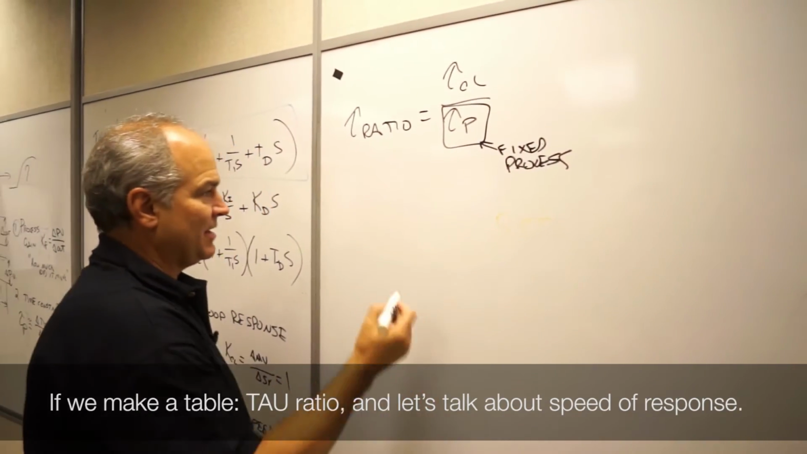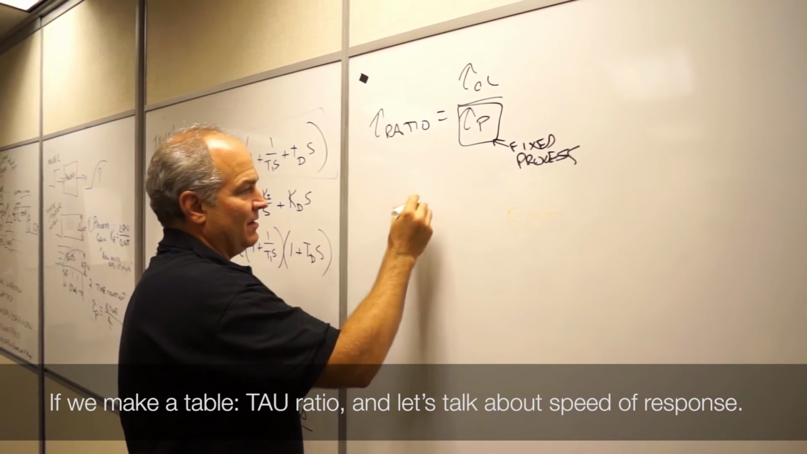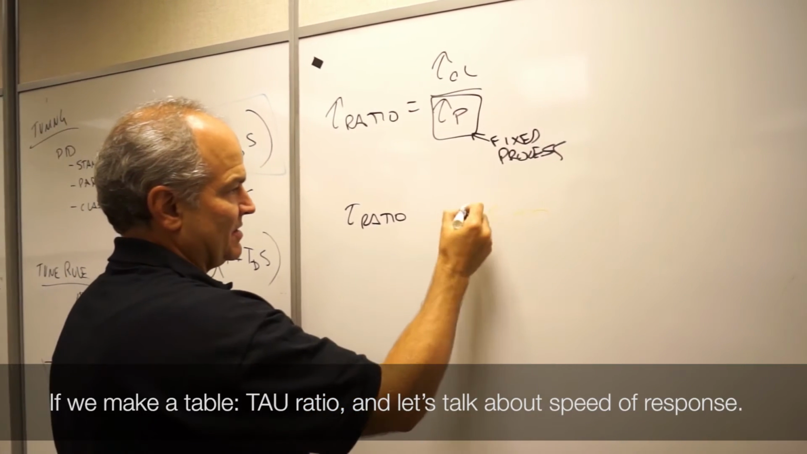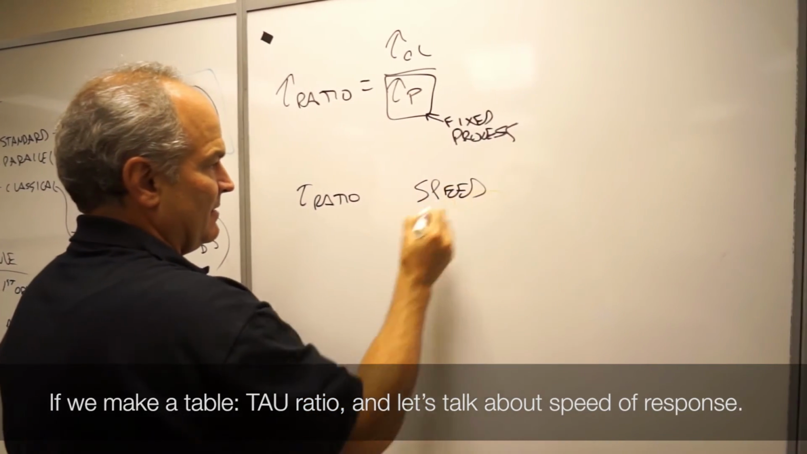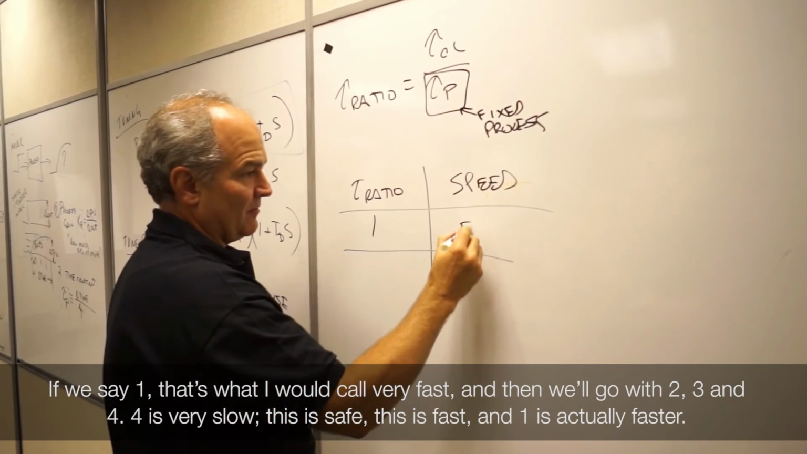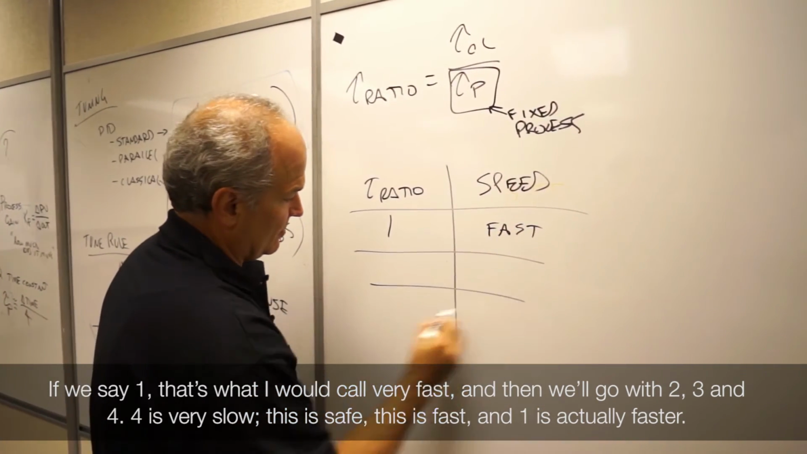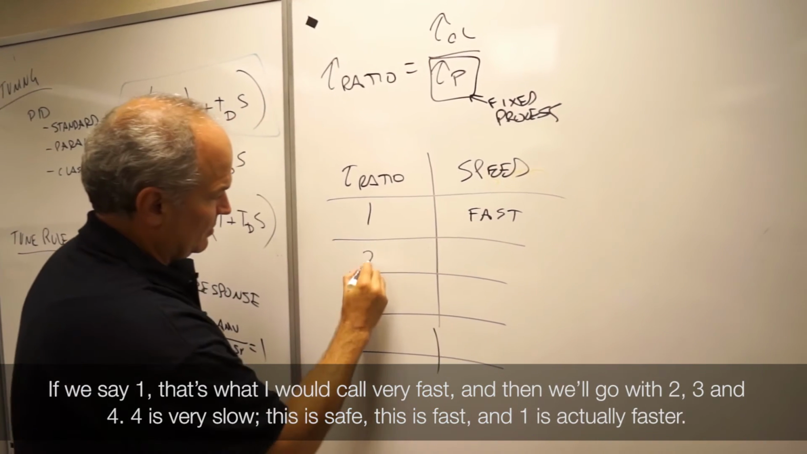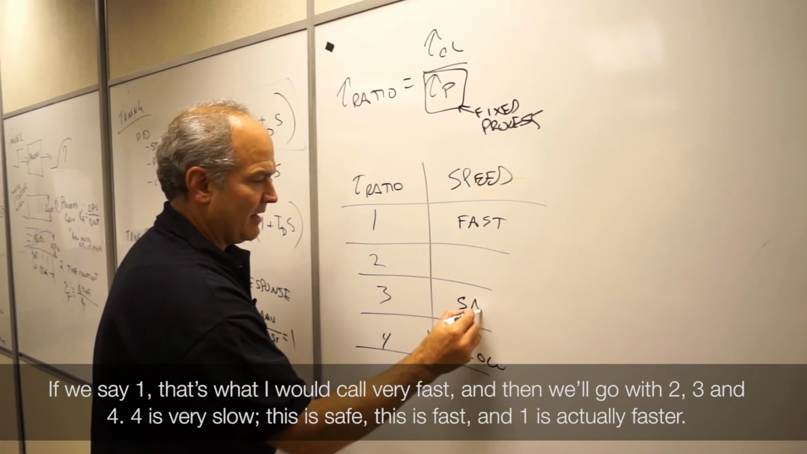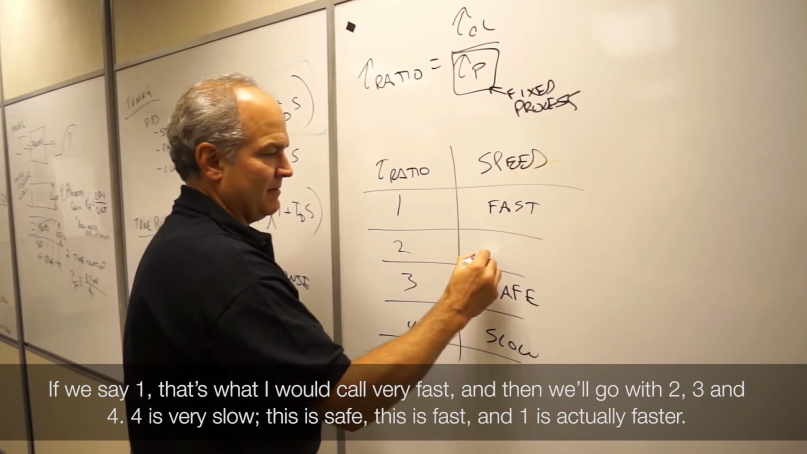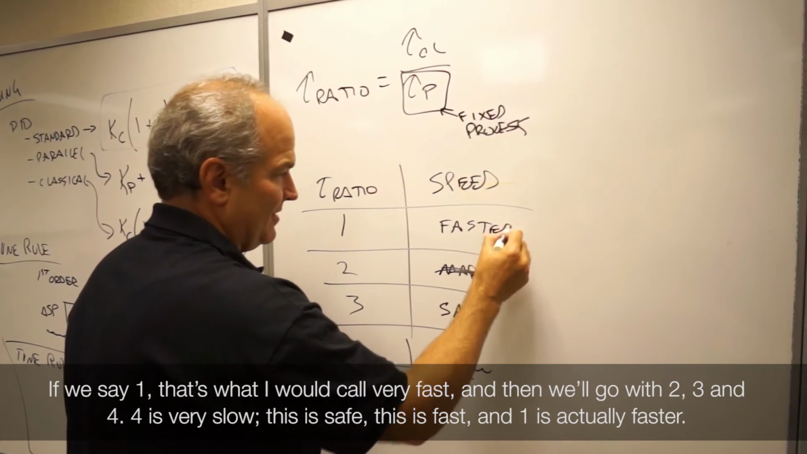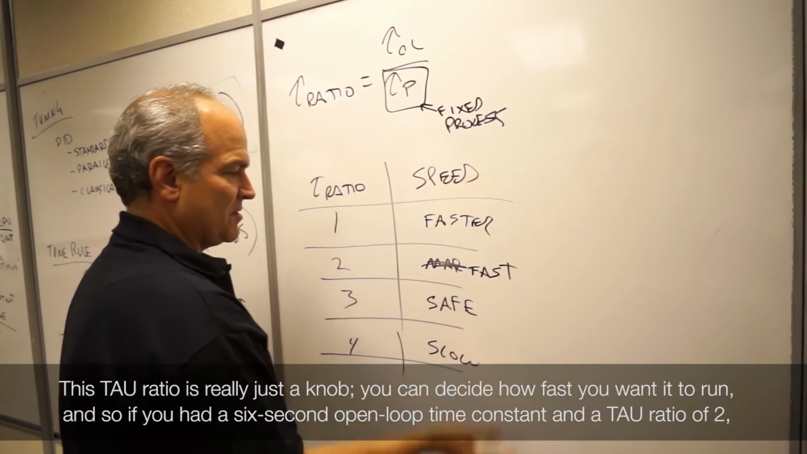So I like to use tau ratio of, let's say, if we make a table, tau ratio, and let's talk about speed of response. If we say 1, that's what I would call very fast. And then we'll go with 2, 3, 4. 4 is very slow. This is safe. And this is, I would say, marginal. It's just fast. Faster, fast. So your speed of response.